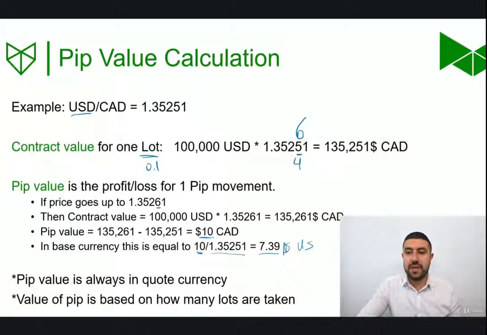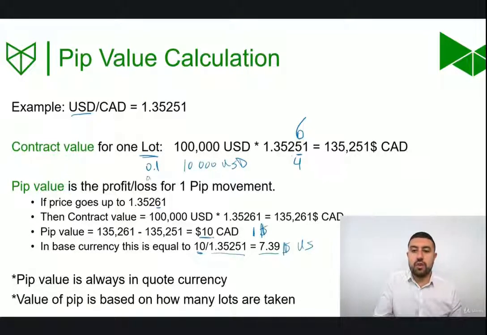But imagine you didn't buy one lot and you bought 0.1 lot, right? Because you didn't want to spend 100,000 US, you want to spend 10,000 US, right? Well, in this case, what would have been your PIP value? It would have been 10 times less than this. So it would have been $1, your PIP value.